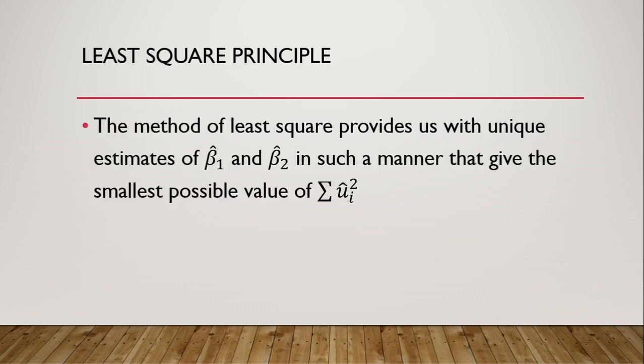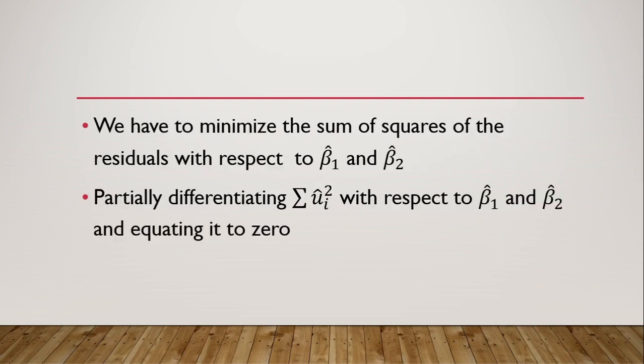So the method of least squares provides us with some unique estimates of beta 1 hat and beta 2 hat in such a way that it gives the smallest possible value of sigma ui hat square. So we have to minimize the sum of squared residuals, that is sigma ui hat square, with respect to beta 1 hat and beta 2 hat.